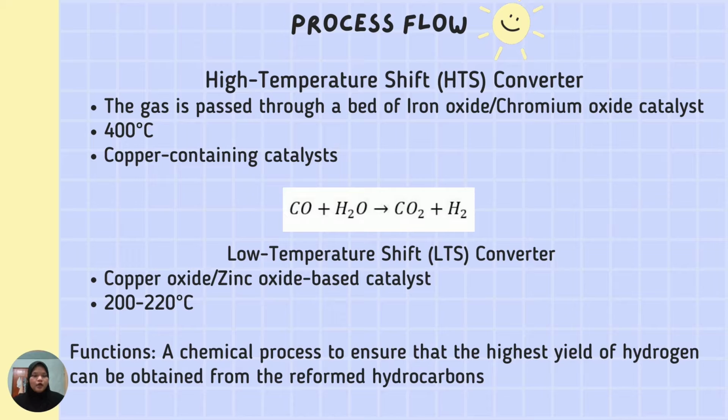And next is the low temperature shift, LTS, converter. We use copper oxide or zinc oxide based catalyst. The temperature is 220 degrees Celsius. The function of this unit operation is a chemical process to ensure that the highest yield of hydrogen can be obtained from the reformed hydrocarbons.